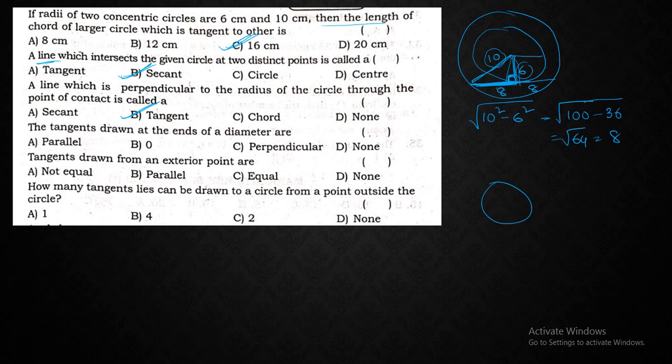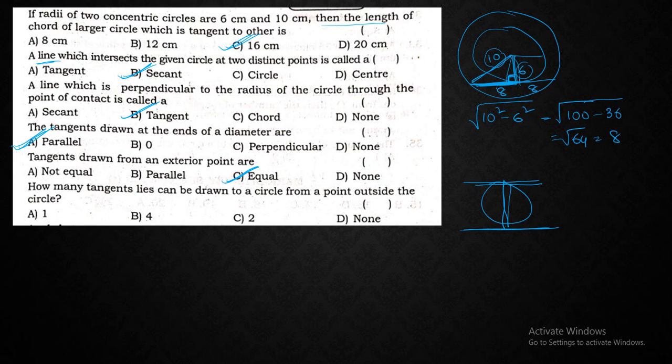If there is a circle and a diameter, and at the end points of the diameter two tangents are drawn, those tangents will be parallel to each other, right? Tangents drawn from exterior points are equal.